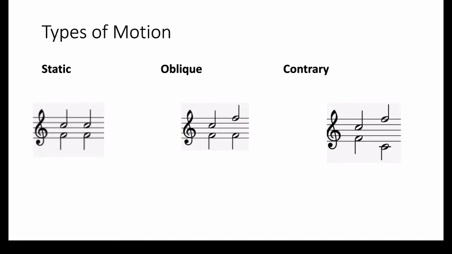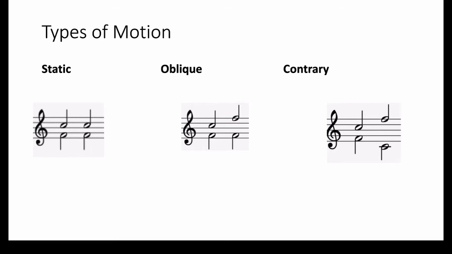The next type of motion shown here is oblique. Oblique motion occurs when one voice is static and another voice moves in either direction. In this case, our alto voice stays the same on F, and our soprano voice moves up a fourth from C to F.